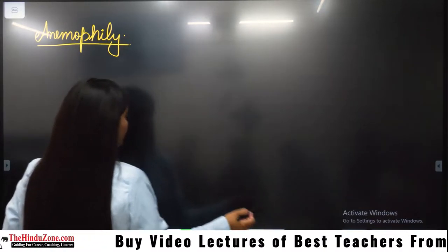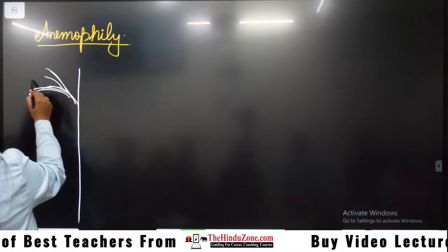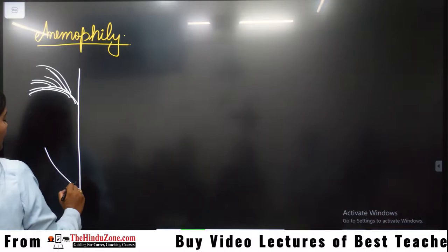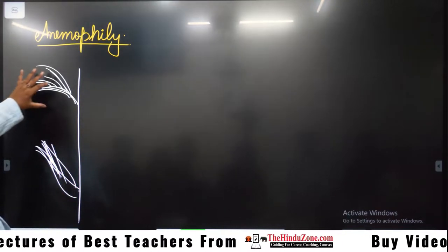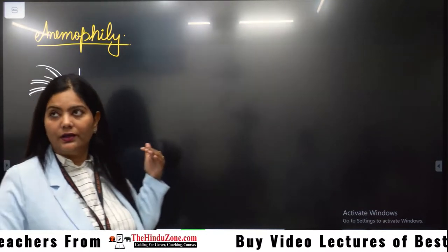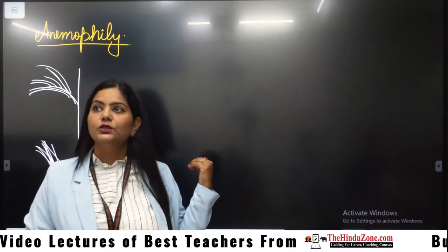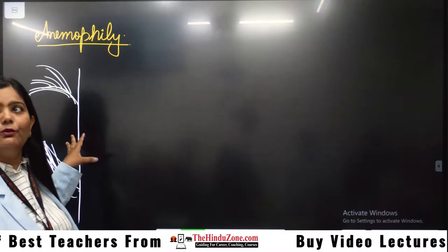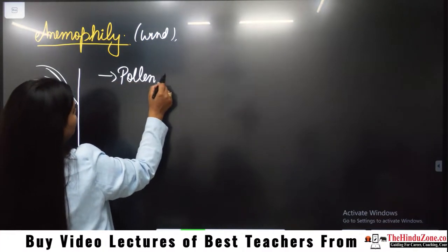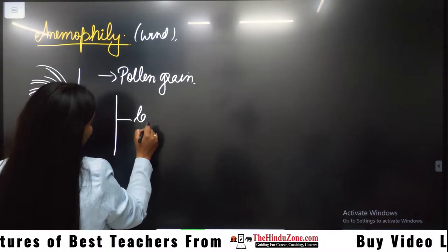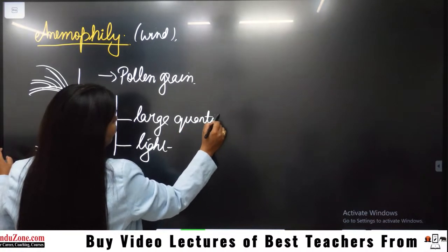Anemophily. In this anemophily, if you have seen maize grain, here usually the free flowing stamens are present, and then the female flower is present which has these stigmas. These are also something flowing. So when you see a lot of stamens freely moving in the air, they can shed out their pollens and the pollens can come and fuse with the stigmas. So here especially you need to understand that in anemophily, I am talking about wind pollination, right? Pollen grains need to be light in weight and in large quantities. Why are large quantities required?